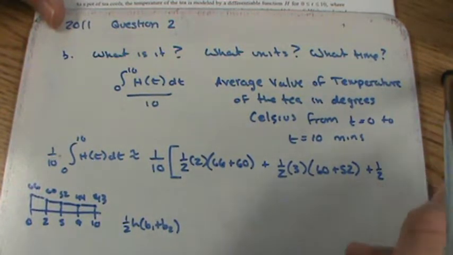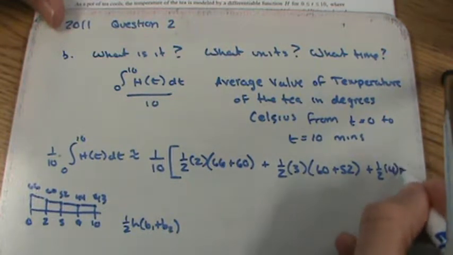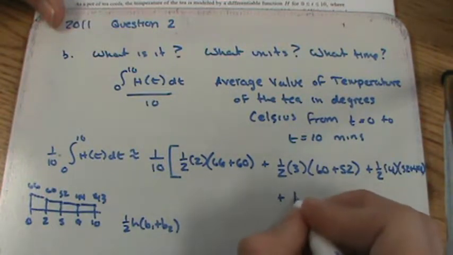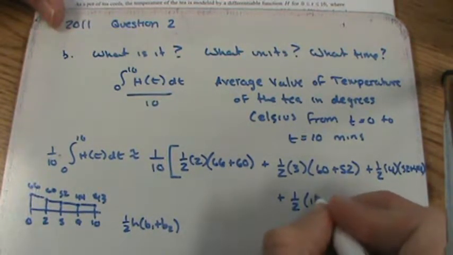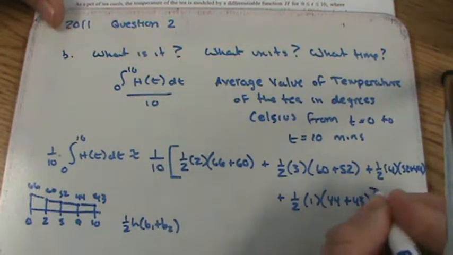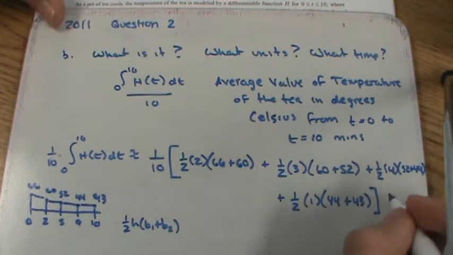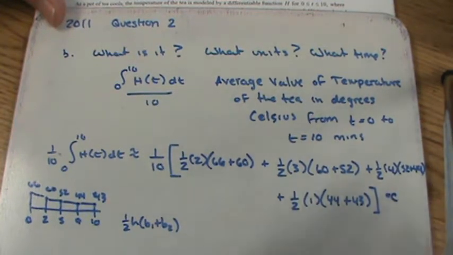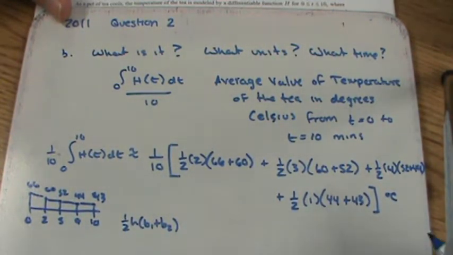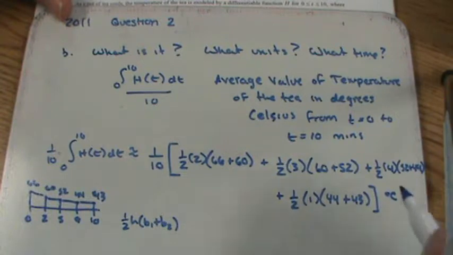Plus 1/2. Our next height is going to be 4.52, running out of room, 44. Plus our last one will be 1/2, and a height of 1, 44 plus 43. And again, that'd be in degrees Celsius. Okay, and again, that's our average temperature over that time. And we don't have to simplify, we're going to leave it just like that.